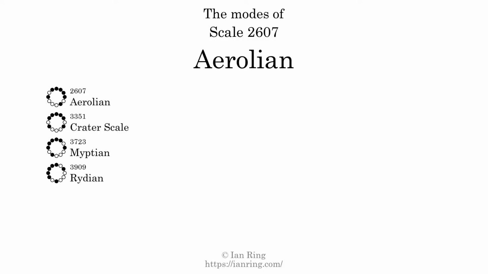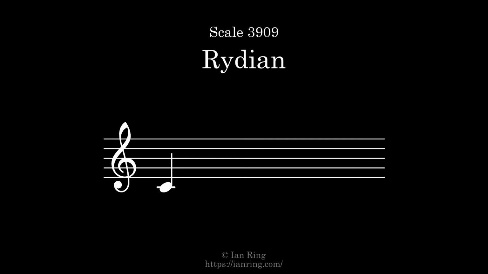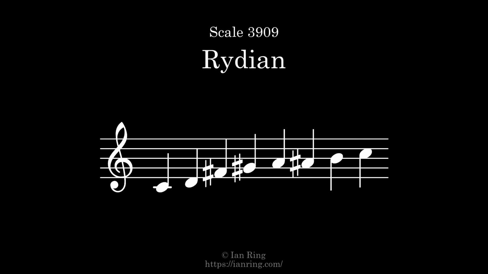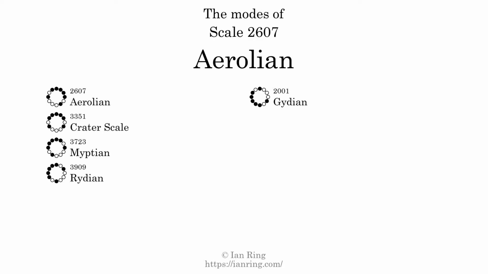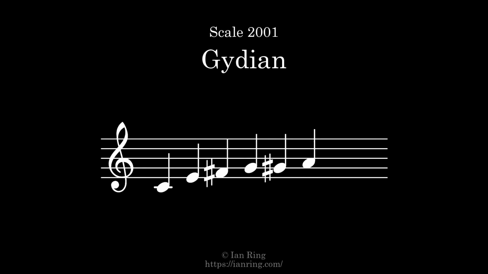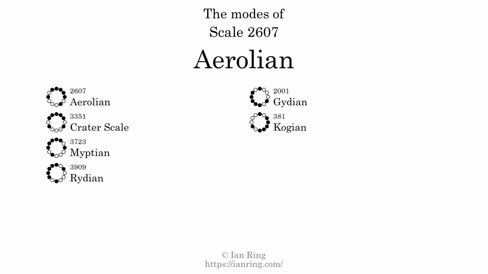The fourth mode is scale 3909, also known as Lydian. It sounds like this. The fifth mode is scale 2001, also known as Mixolydian. It sounds like this. The sixth mode is scale 381, also known as Aeolian. It sounds like this.